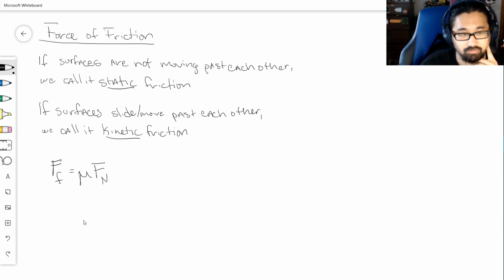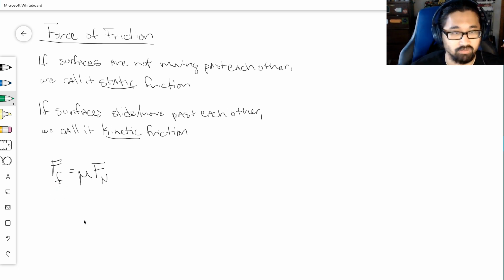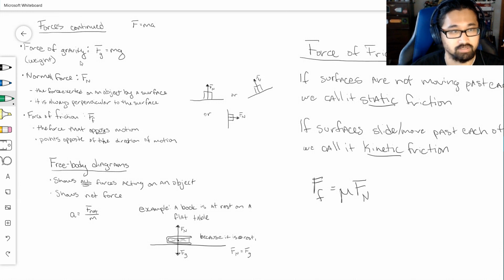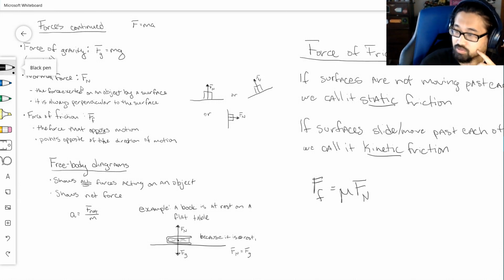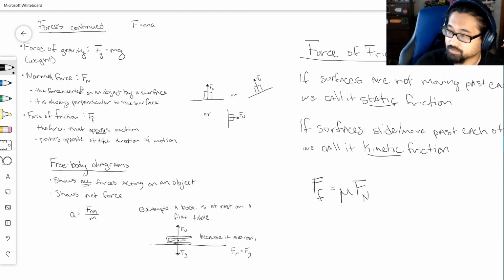Now, this is fairly obvious, right? The force of friction is the force of friction, right? Fn is the normal force, and that also is from before, right? The normal force. All right, so those two are typically fairly straightforward.